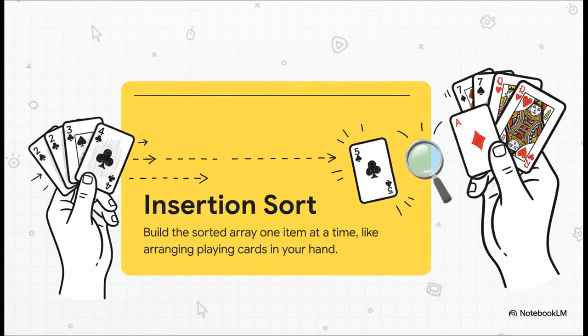You basically imagine your array is in 2 parts, a sorted part on the left, which is your hand, and an unsorted part on the right, which is the deck. You start with just one card in your hand. Then you pick up the next card from the deck and you just insert it into its correct spot in your hand, shifting the other cards over to make room.